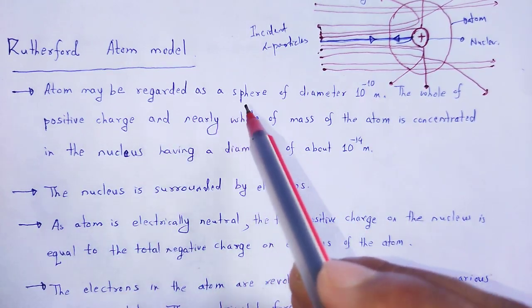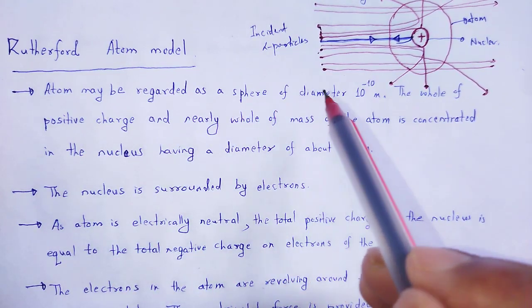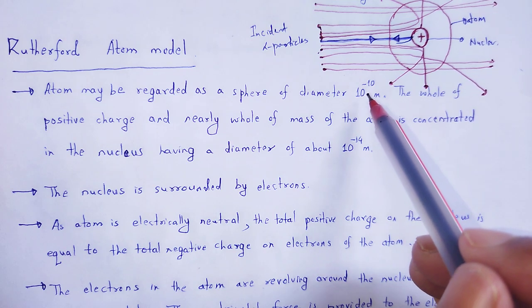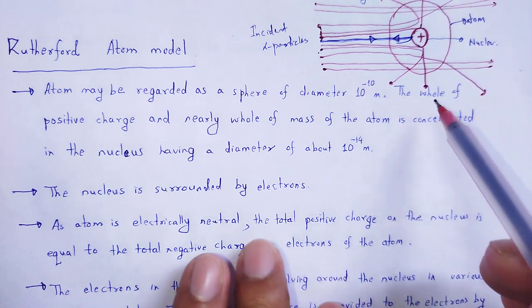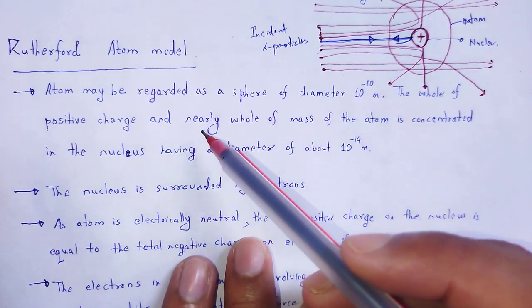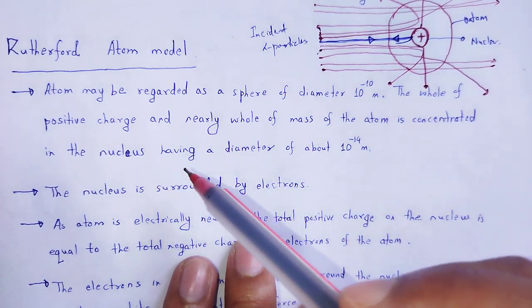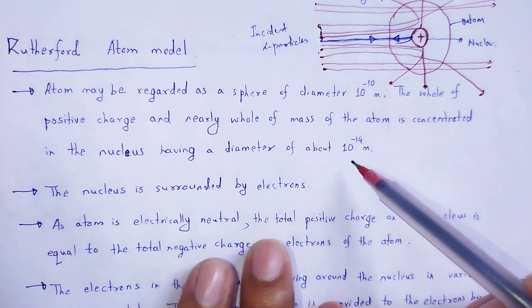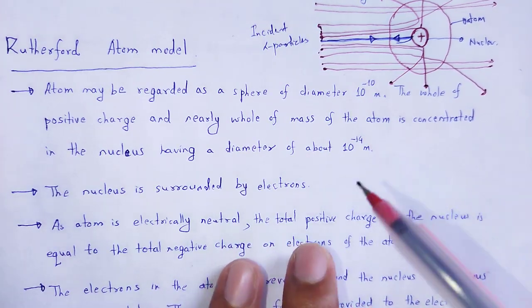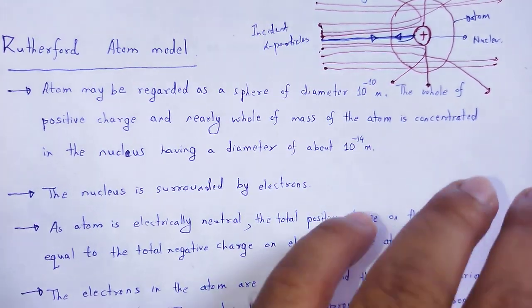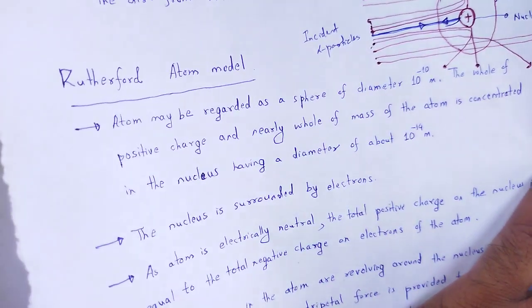An atom may be regarded as a sphere of diameter around 10 to the power minus 10 meter, and the whole of the positive charge and nearly the whole of the mass of the atom is concentrated in the nucleus, having a diameter of about 10 to the power minus 14 meter.